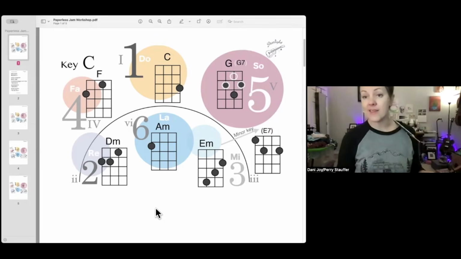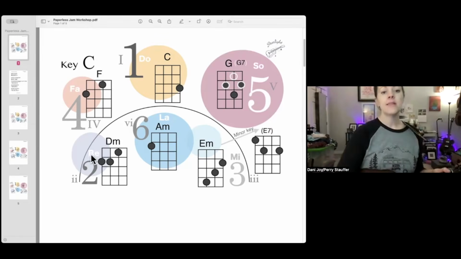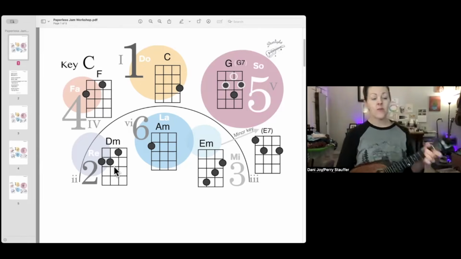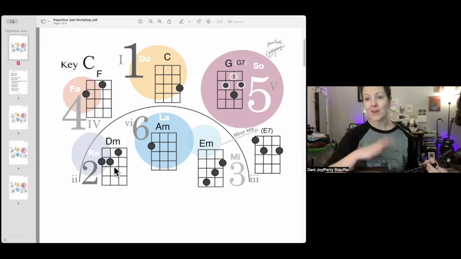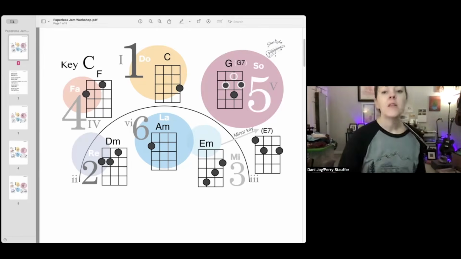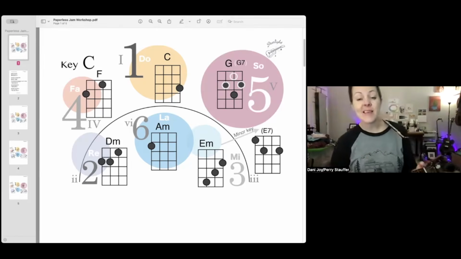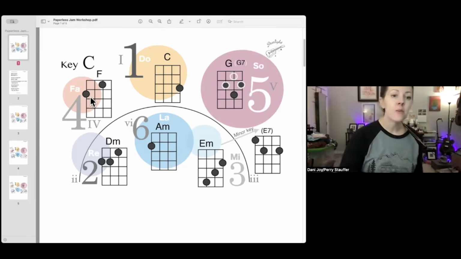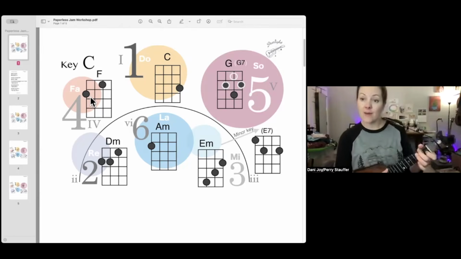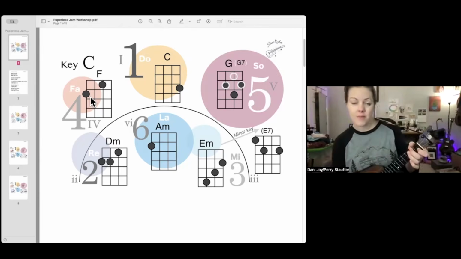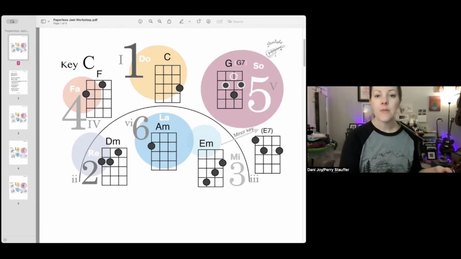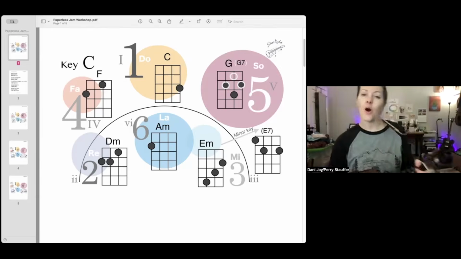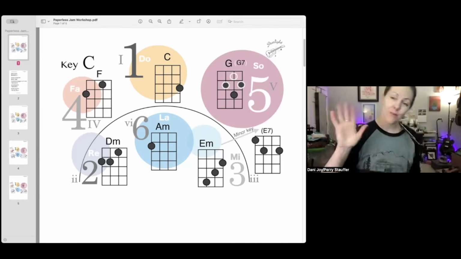So in the key of C, C is 1. D minor is 2, and notice we went up alphabetically. This is a beginner class, so we are going to be starting off with some very basics here. Number 3, alphabetically going up, is E. That's our E minor. Then we jump over here to number 4, to the left of 1. We leapfrog over here to 5. That's our G.